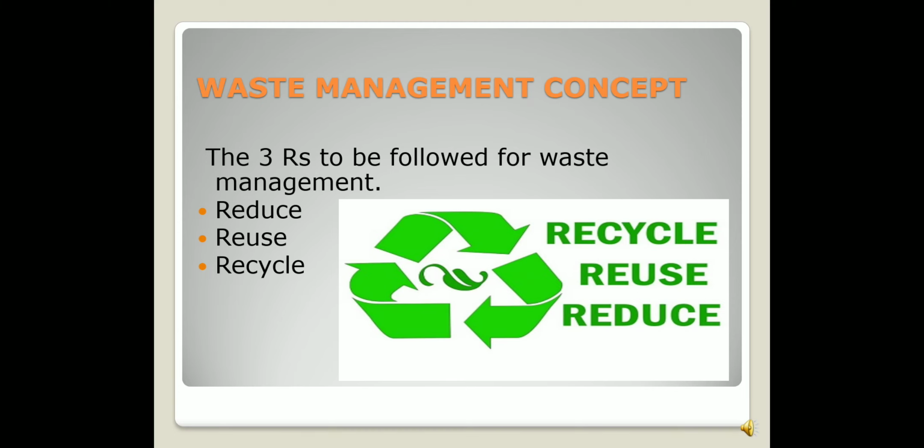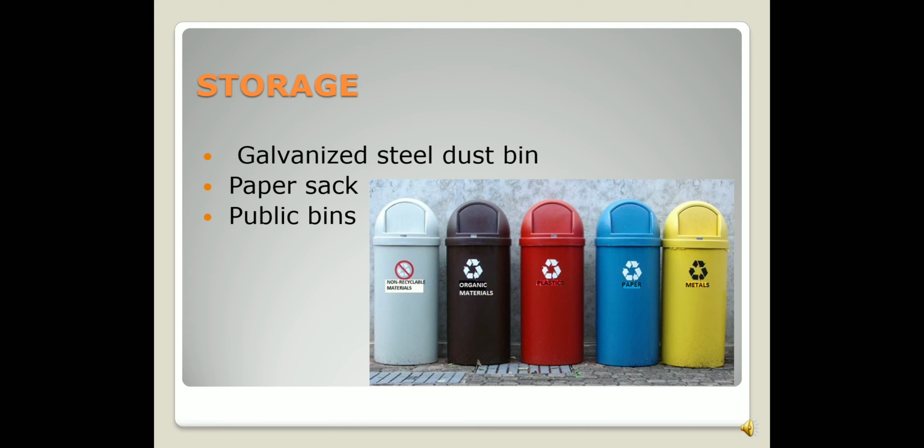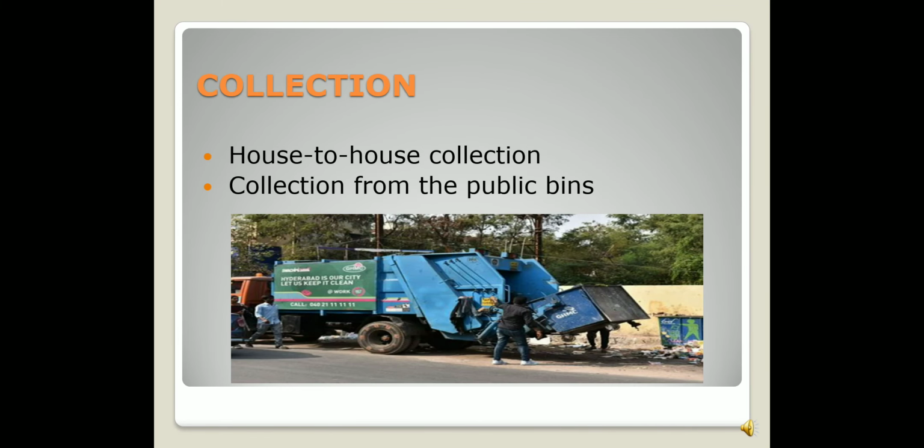Now we'll discuss solid waste management. It consists of various steps that comprise storage, collection, transport, recycling, and disposal of solid waste. The first step is storage. In this process, the prime generators of the solid waste store the waste by various methods like using galvanized steel dustbins, paper sacks, or public bins. In the next step, the stored waste is then collected from houses or the public bins for treatment.